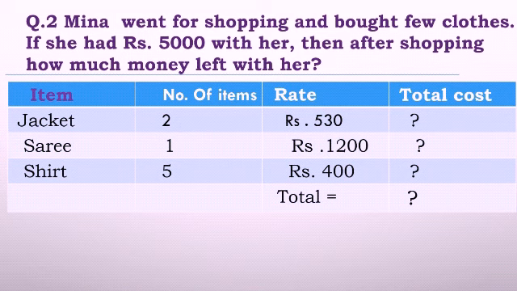The items are jacket, sari and shirt. Number of items: the number of jackets bought is 2, number of saris 1, number of shirts 5. The rate, meaning cost per item, is rupees 530 for a jacket, rupees 1200 for a sari and rupees 400 for a shirt. Now you have to find the total cost, and the grand total also. So find it. It is very easy.